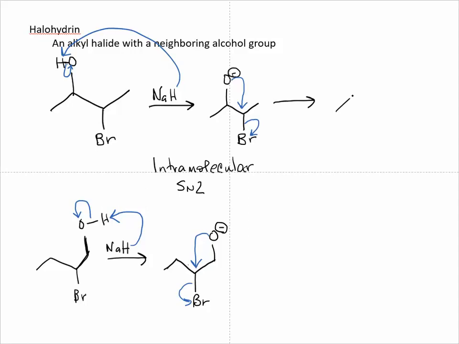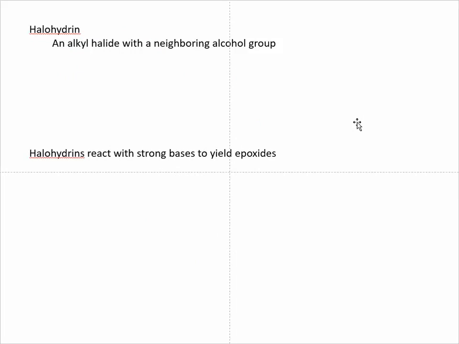The product of this reaction now is an epoxide. An epoxide is a 3-membered ring, one of the members of which is an O. So halohydrins, in the presence of a strong base, yield epoxides. So again, I did that on the last slide. Halohydrins, in the presence of a strong base, yield an epoxide.